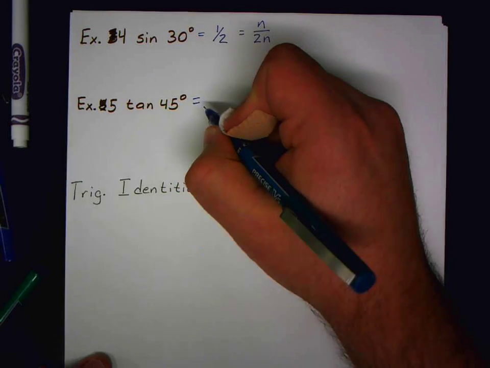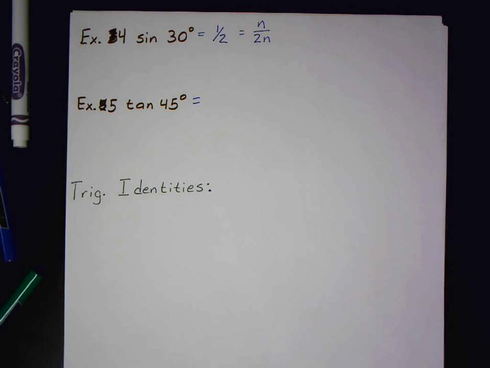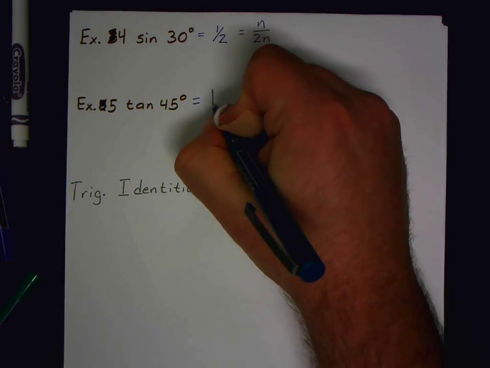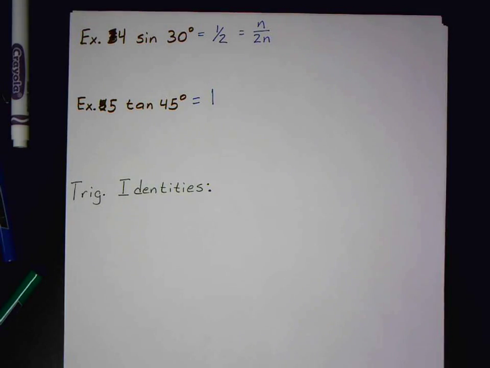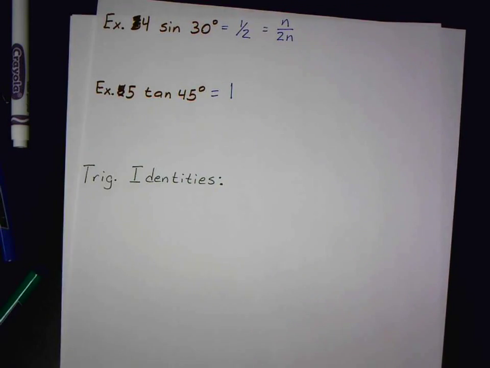Okay, so again, looking at the fact that the n's don't matter, what is tangent of 45 degrees? 1. Because tangent of 45 degrees would be n over n. So again, that's more leading into what we're going to do next week. But you're going to have some problems that are going to use that. All right, trig identities, and then we're done.